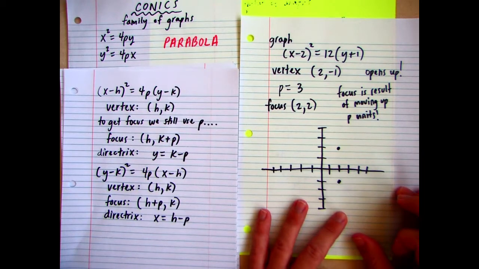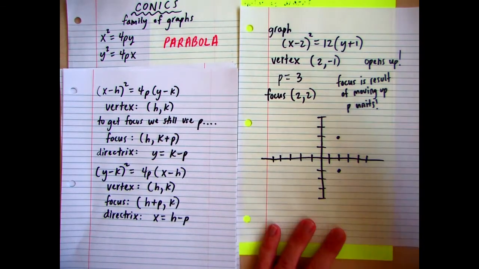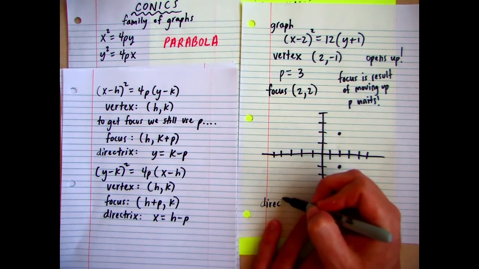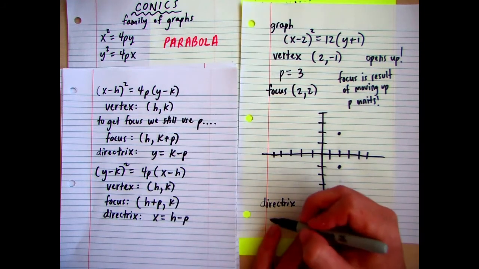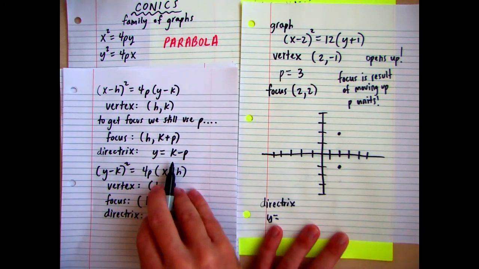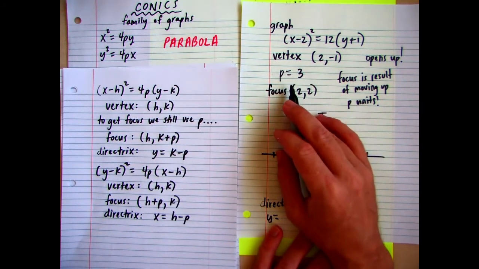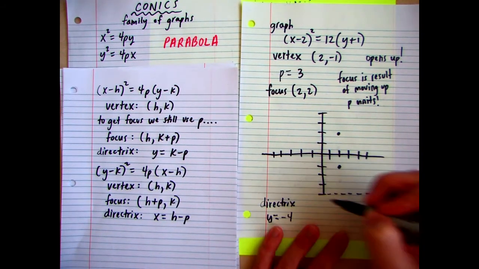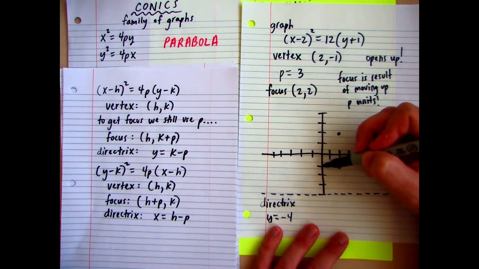My directrix is sitting below the vertex. How much below the vertex? Well, a p distance below the vertex. So if my vertex has a y value of negative 1, and if my p is 3, well, that directrix is going to have an equation of y equals negative 4. I'm 3 units below the vertex because p was 3.